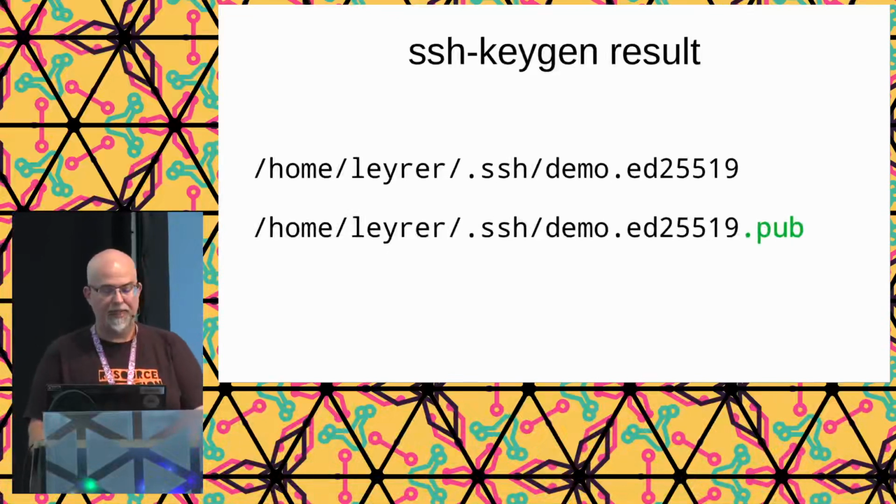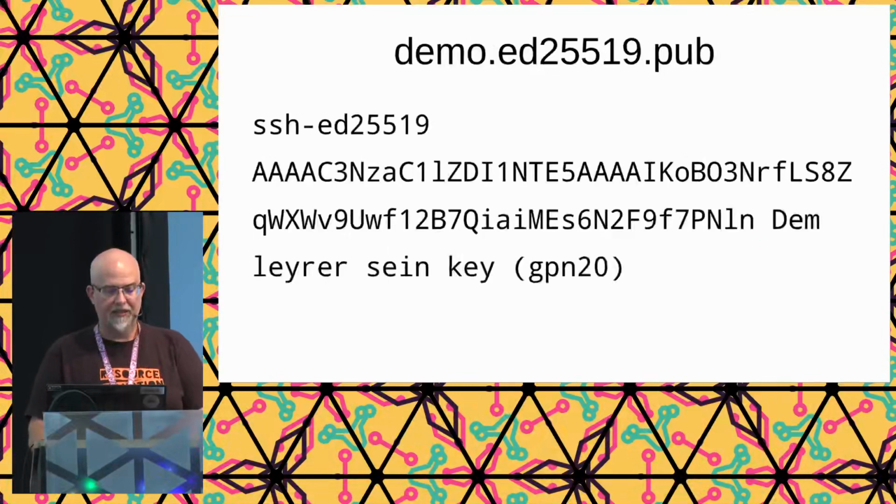So let's take a look at the public file. The public file begins with the information, okay, which encryption algorithm did we, which asymmetric option did we choose? We chose ED25519. Then there's the key information. Again, this is the public key. You can share this freely.